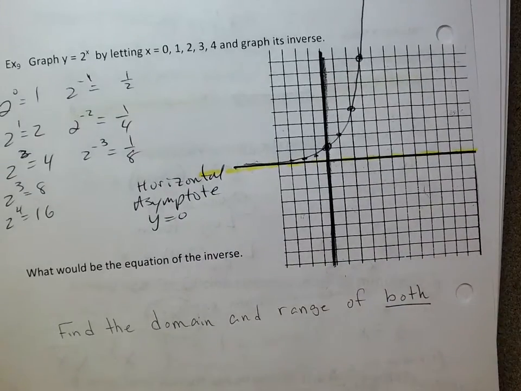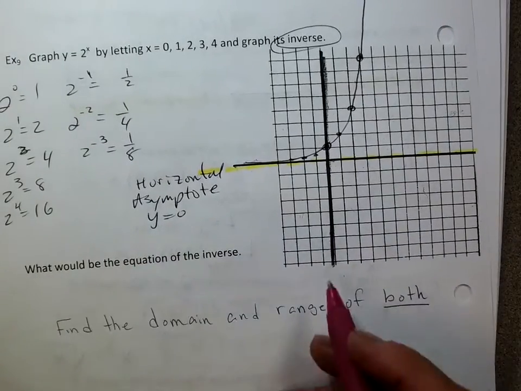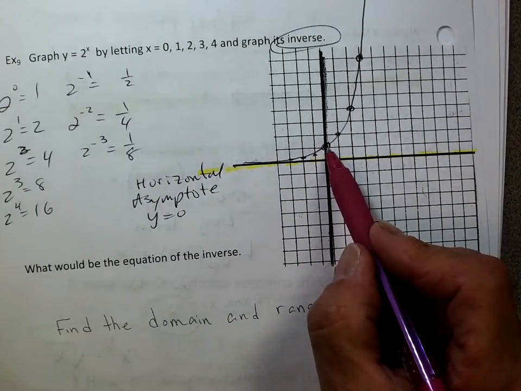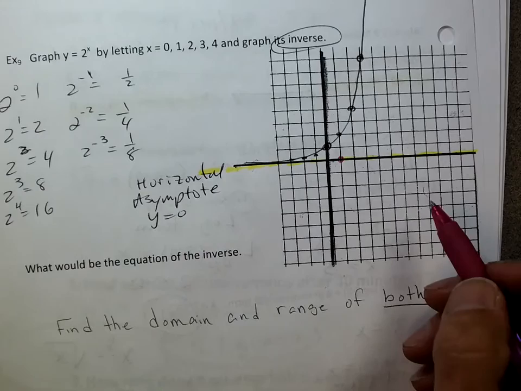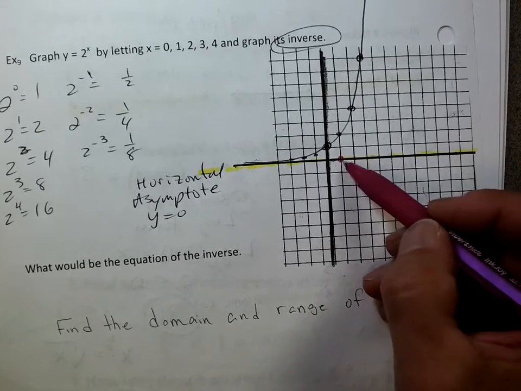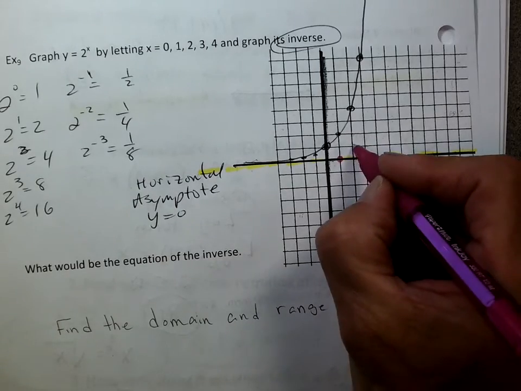Now, let's look at its inverse. We talked about inverses yesterday, okay? So if we look at its inverse, we have all of these points. This is a point at 0, 1. Its inverse would be at 1, 0. This point here is at the point 1, 2. Its inverse is going to be at 2, 1.